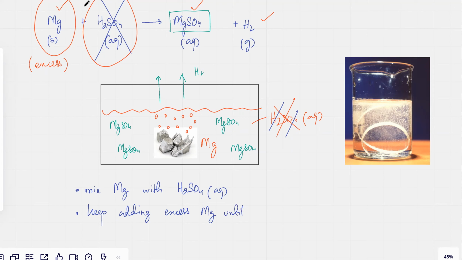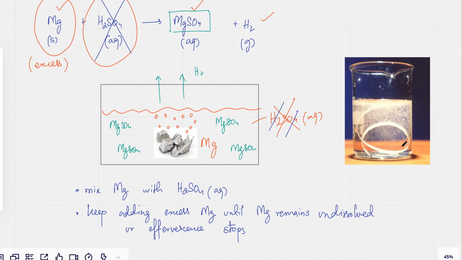until, two observations, until either Mg remains undissolved, like Mg stops reacting, or effervescence stops. Effervescence is these bubbles that are produced. Okay, is this point clear? Yes, sir.